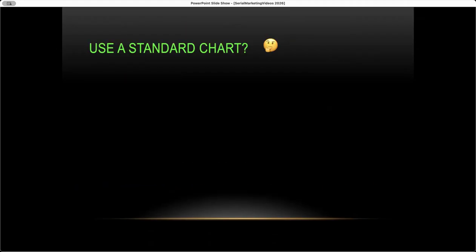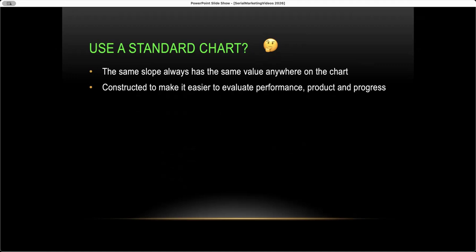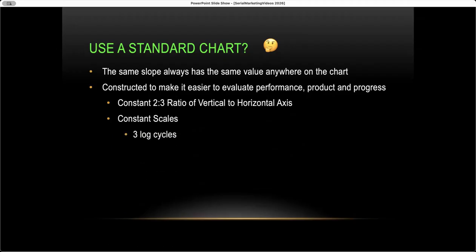You can use a standard chart to make it easier and quicker to get accurate evaluations of appropriate social interactions or any desired student product. Why? Because the same slope always has the same value anywhere on the chart. It's constructed to make it easier to evaluate performance, product, and progress. It has a constant 2:3 ratio of vertical to horizontal axis and constant scales. In this case, I'm using a 3-log cycle chart with 200 minutes of interaction time or calendar days across the bottom.